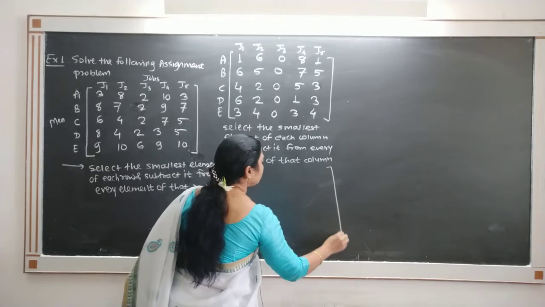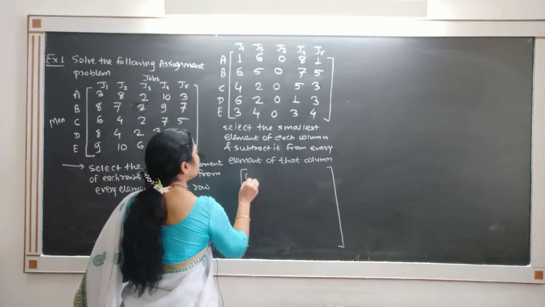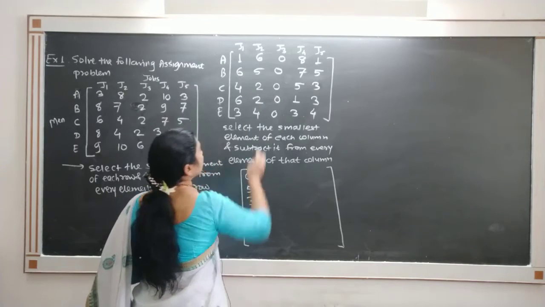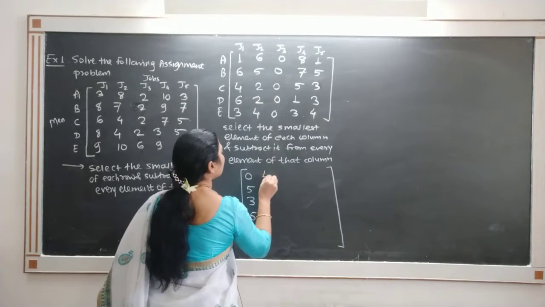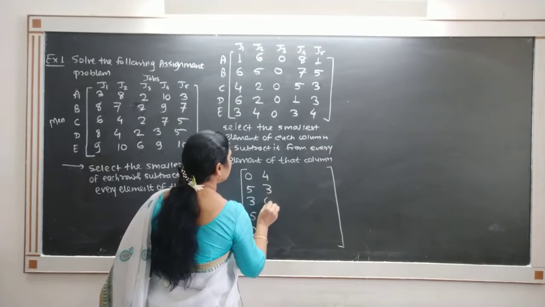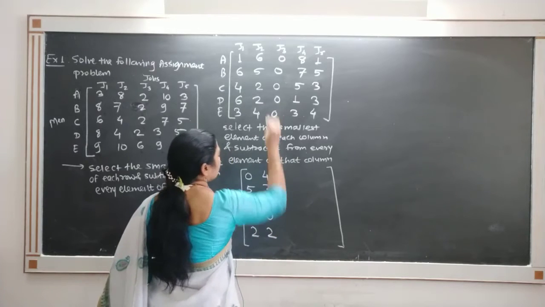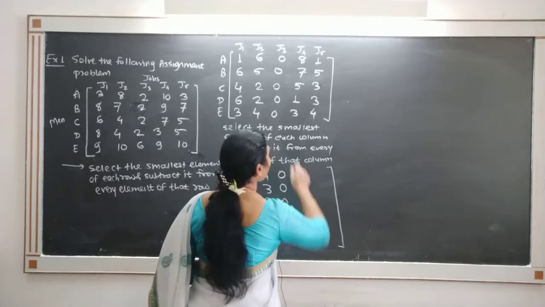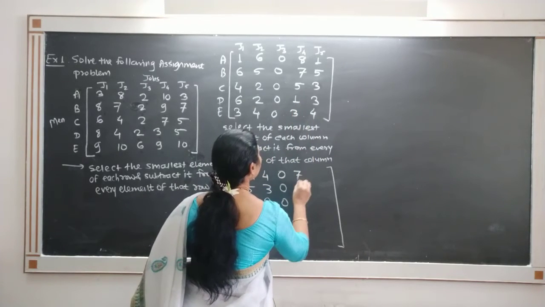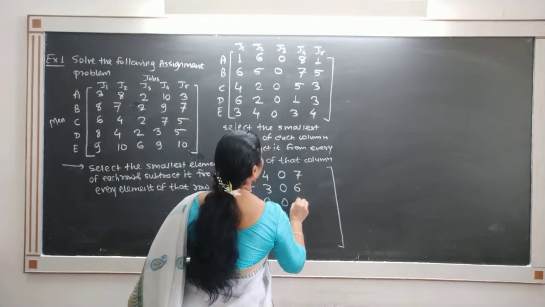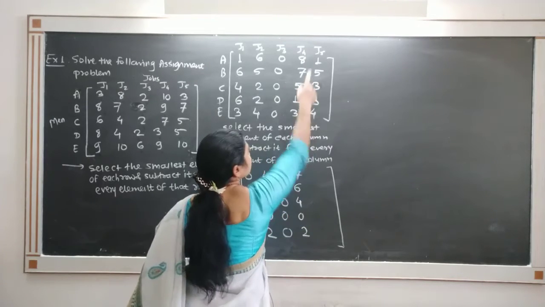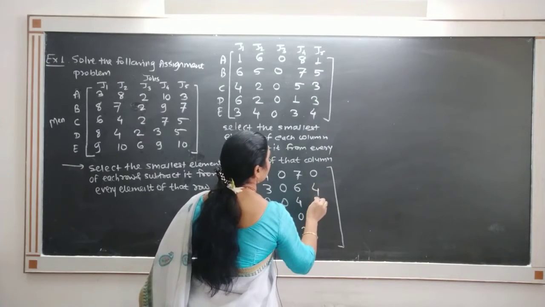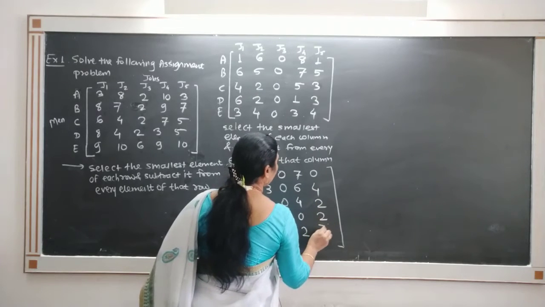in the first column smallest is 1, so we get 0, 5, 3, 5, 2. In the second column smallest is 2, so the remaining 4, 3, 0, 0, 2. Third, 0 is the smallest, so it remains as it is. In the fourth column, smallest is 1, so remains 7, 6, 4, 0, 2, and the smallest is again 1 in the last column, so we get 0, 4, 2, 2, 3.